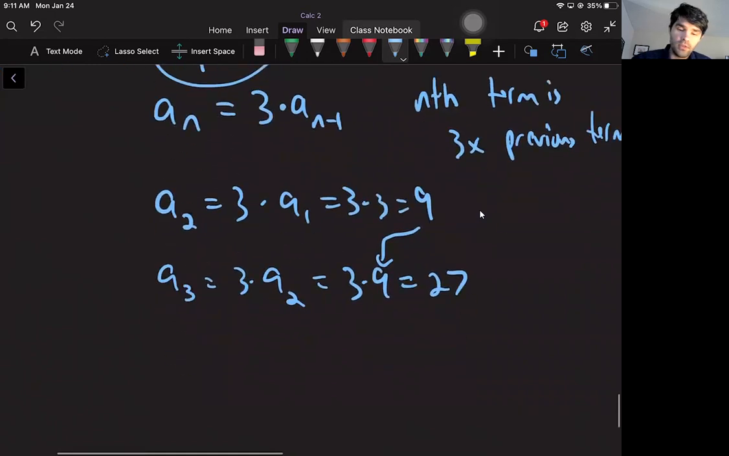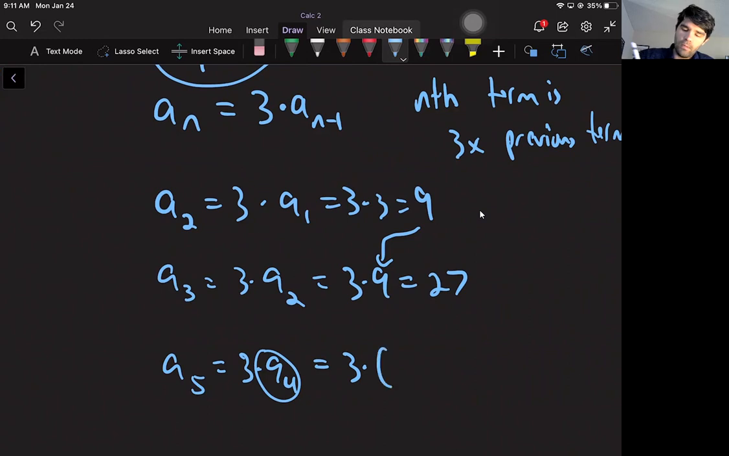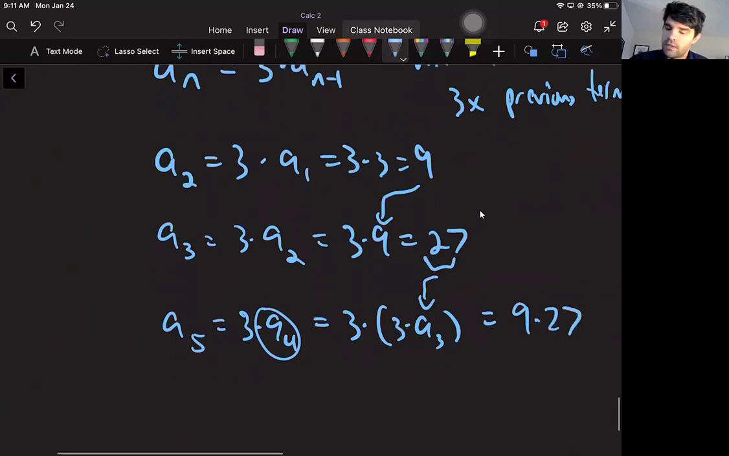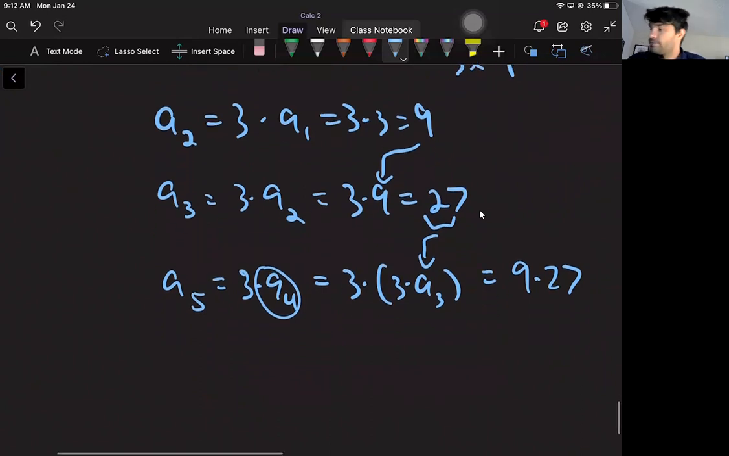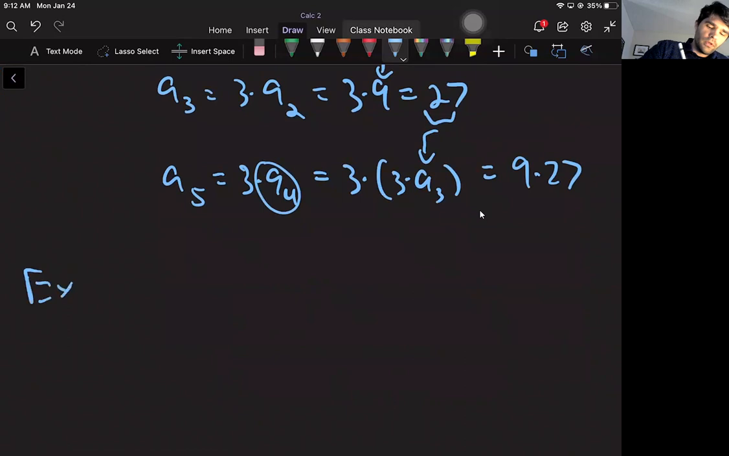The trouble with this one is jumping ahead. So if I want to know A5, I need to know A4, but I don't know A4 yet. So then I have to go back a term and say, okay, well, A4, I could use the same formula, and it's 3 times the previous term, A3. And now I know A3 finally. So now I could plug it in. I get 9 times 27, whatever the heck that is. Okay, so that's how recursion works. So oftentimes for recursion, the types of problems are really just write the sequence out.